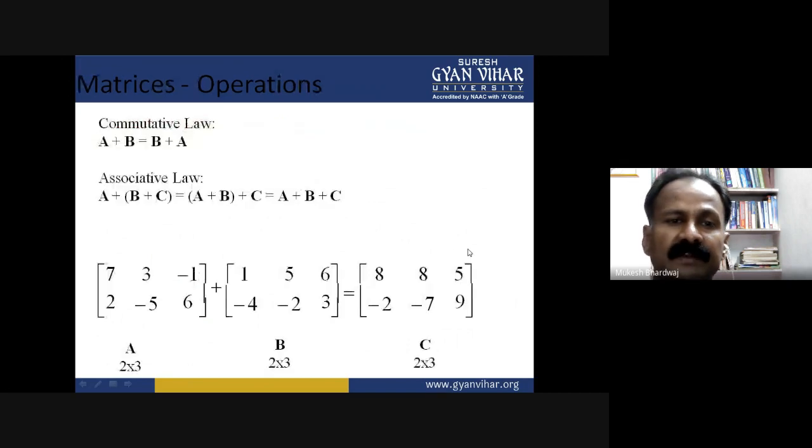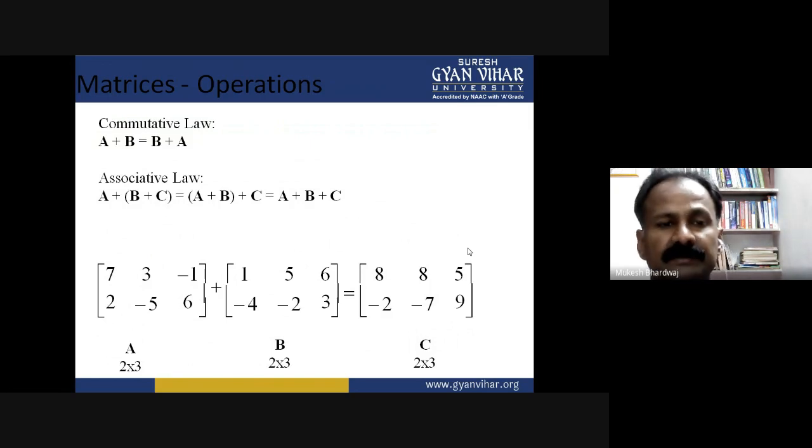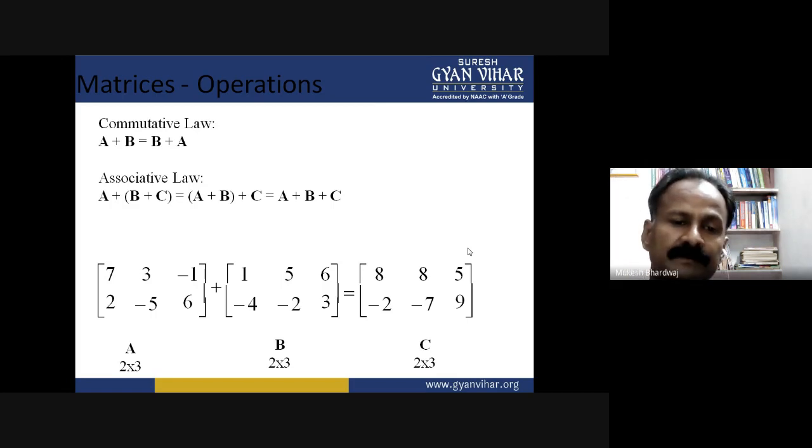But multiplication can be done for different orders. But there is some particular rule also. Which type of matrices can we multiply? We will see. Now, the commutative law: A plus B equals B plus A, very much the same. The associative law also holds: A plus (B plus C) equals (A plus B) plus C, which equals A plus B plus C. So the associative law also holds good.